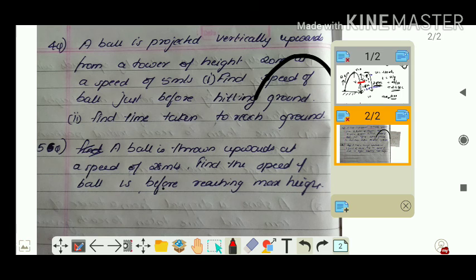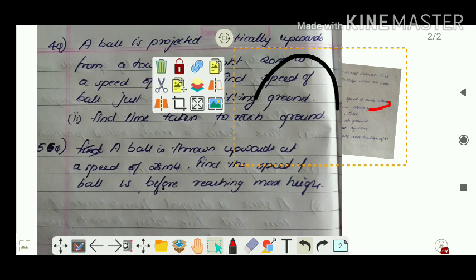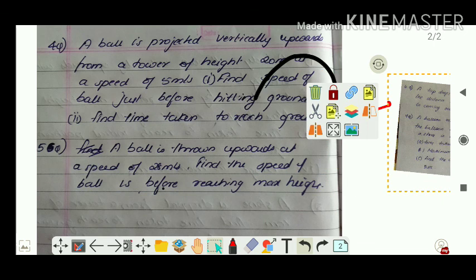Oh, where is that picture? To bring it this side, I'm sorry.